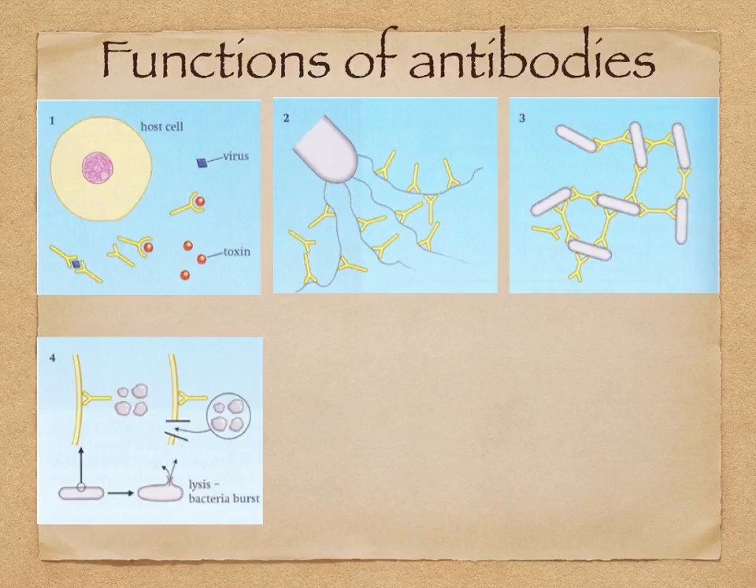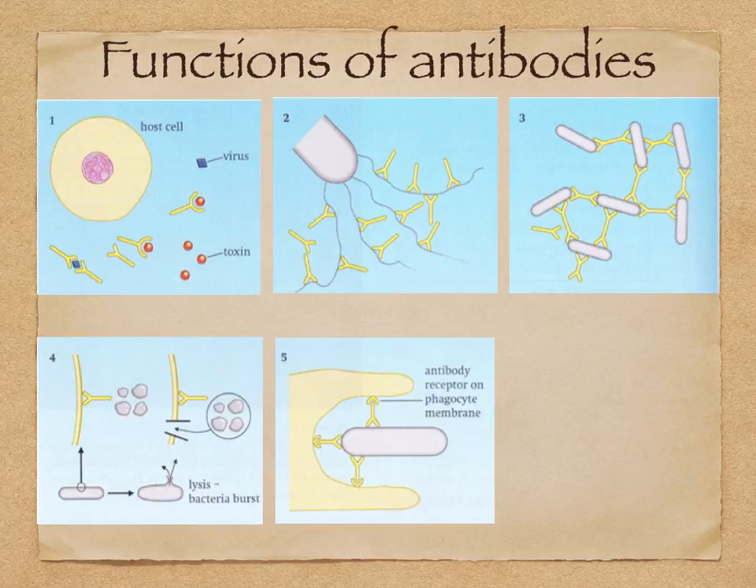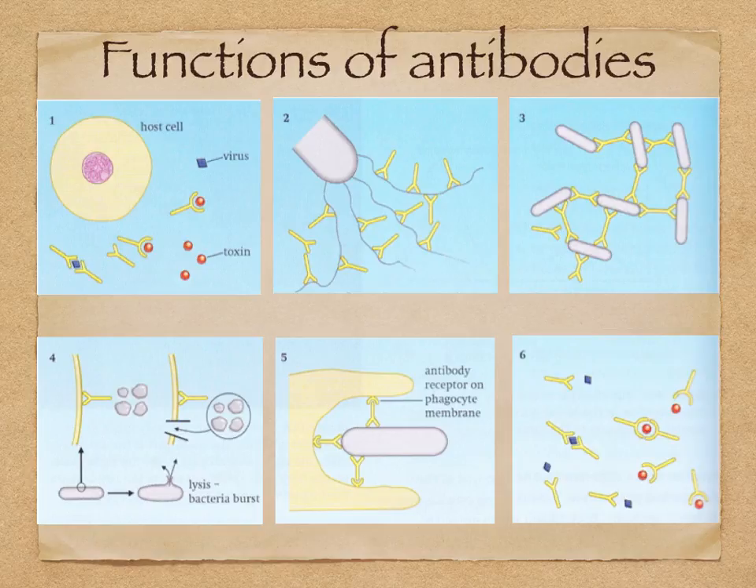They can work with other molecules to make holes in the bacterial cell wall so that water can enter into the bacterial cell, and because the bacterial cell wall is now weak, the bacterial cell will burst. They can coat the bacteria, providing recognition sites for phagocytes. Or they can act as antitoxins by combining with and neutralizing toxins.